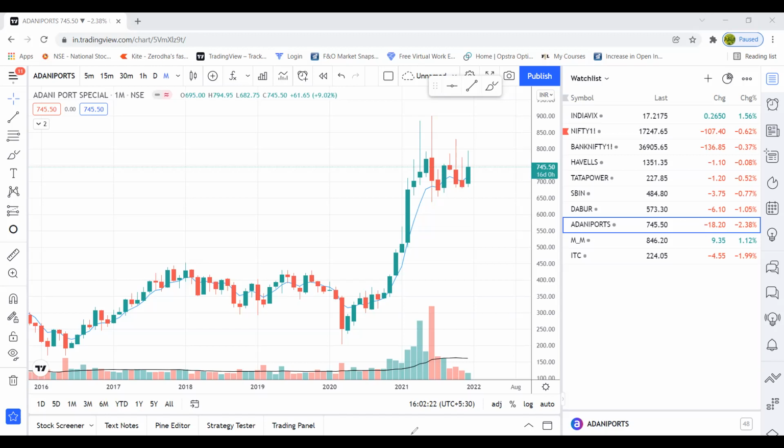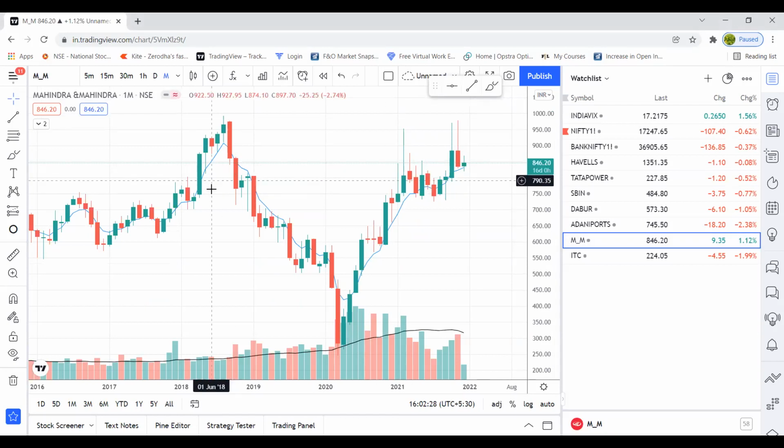So let's look at our next stock, which is Mahindra and Mahindra, M&M. So Mahindra and Mahindra, well, before the pandemic also, it was in a downtrend, like you can observe. It was in a complete decline stage, and then it took off in the pandemic upwards. Here you can see that it was consolidated in the same price range between 550 to 650. Then it took off again and it went upwards.